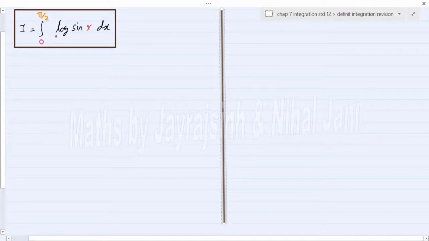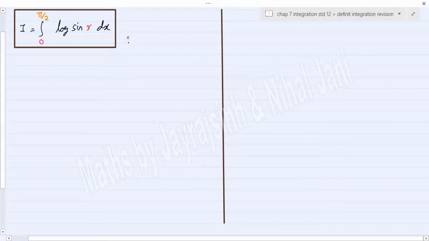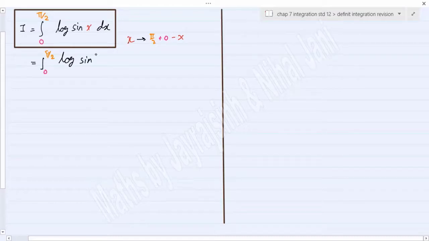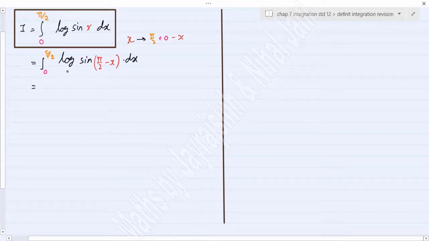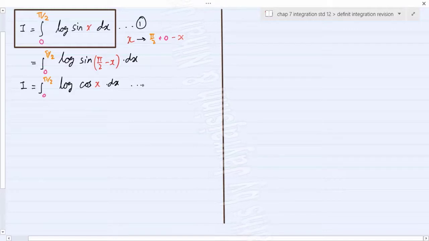In this question, we have to integrate log sin x. Limit is from 0 to pi by 2. First step is x changes to summation of limit minus x, or we can say pi by 2 minus x. So here we'll get log sin, instead of x, put pi by 2 minus x, dx. Now we know that sin (pi by 2 minus x) is nothing but cos x, and still this is your I.